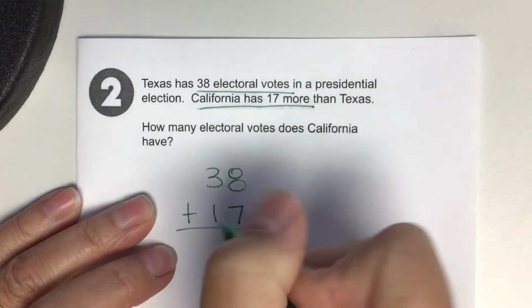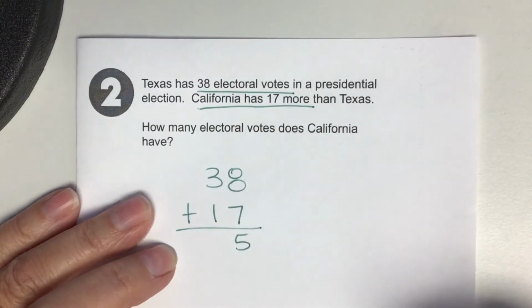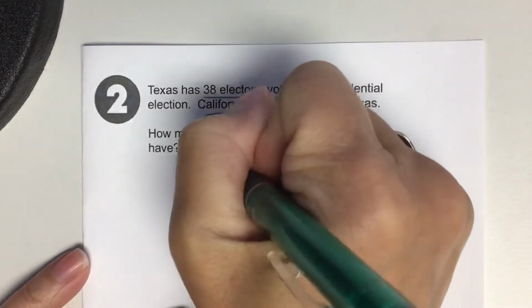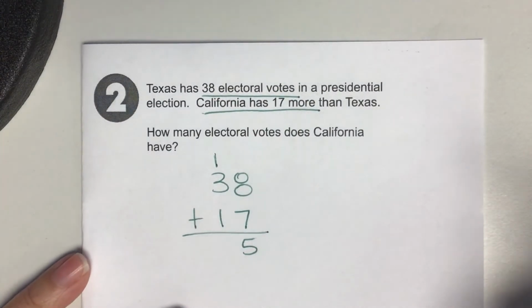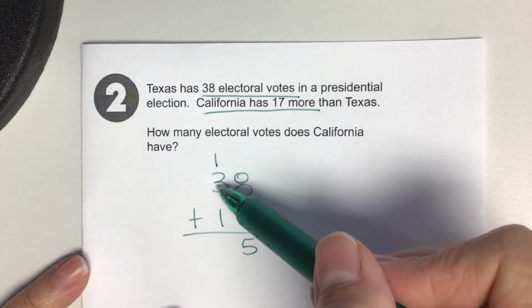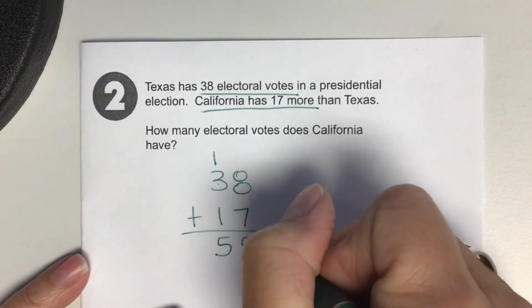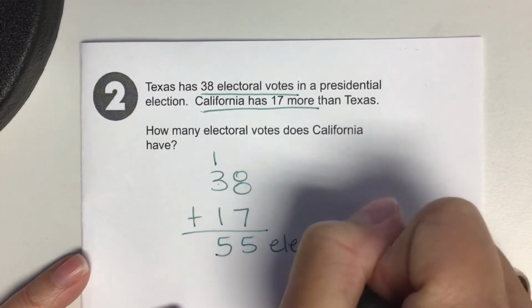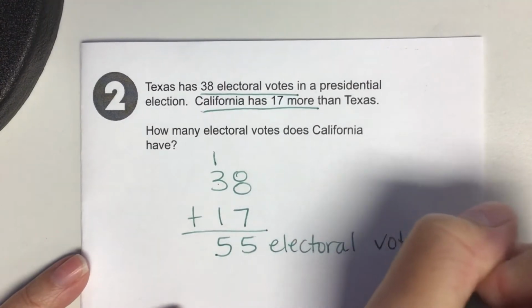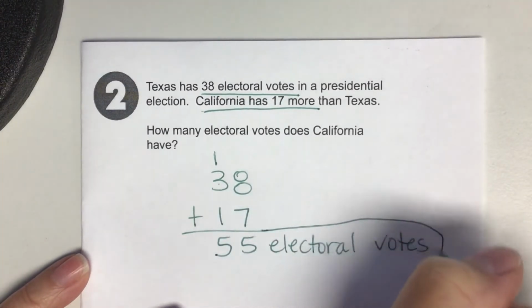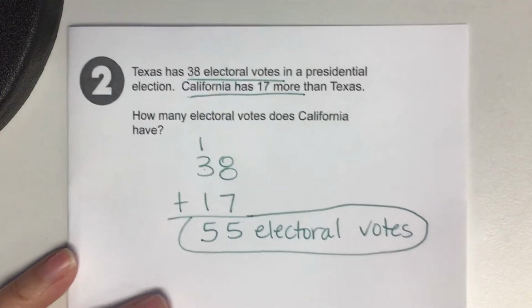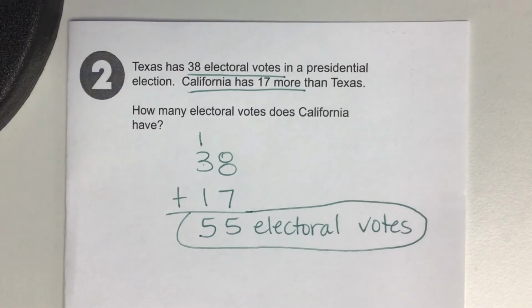8 plus 7 is 15. Well, 8 plus 8 is 16, so 8 plus 7 is 15. If you can't remember that, use what you know, figure out what you don't know. 1 plus 3 is 4, plus 1 is 5. So California has 55 electoral votes. I like to label it because then I can think about if my answer makes sense.